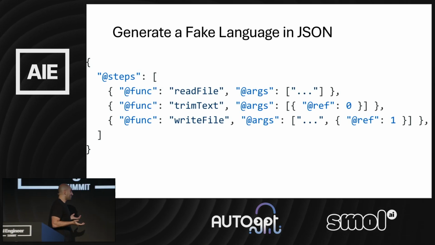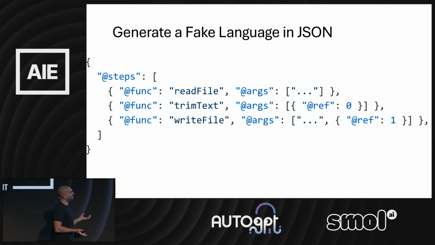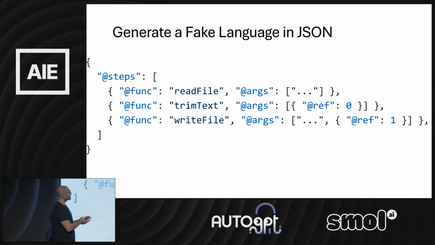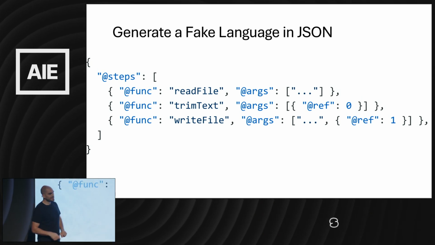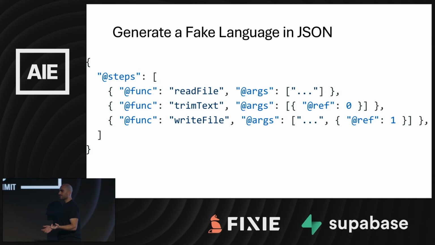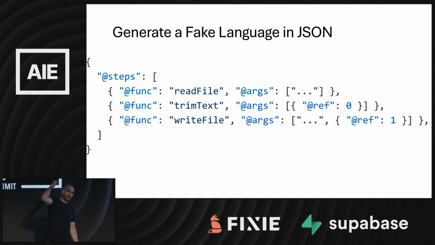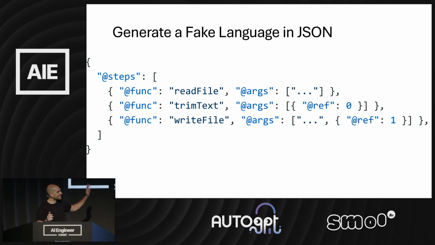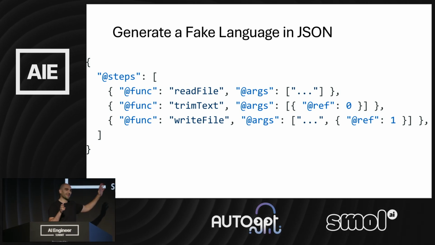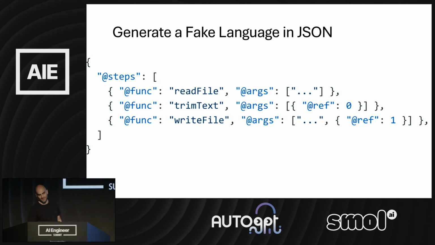So what we actually have been trying is we generate a fake language. We have the language models generate a fake language still based on the types, but it's in the form of JSON actually. And so you have things like refs, and refs are just references to prior results. And if you're a compiler nerd, this may look like SSA, it might look like an AST, whatever.